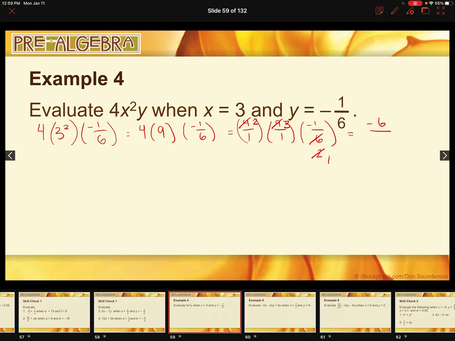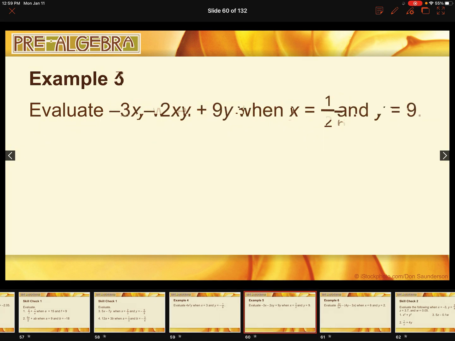2 times 3 is 6. Times negative 1 is negative 6. 1 times 1 times 1 is 1. And I can simplify it to be negative 6. Evaluate negative 3x minus 2xy plus 9y when x is 1/2 and y is 9. So plugging it in, negative 3 times 1/2 minus 2 times 1/2 times 9 plus 9 times 9.